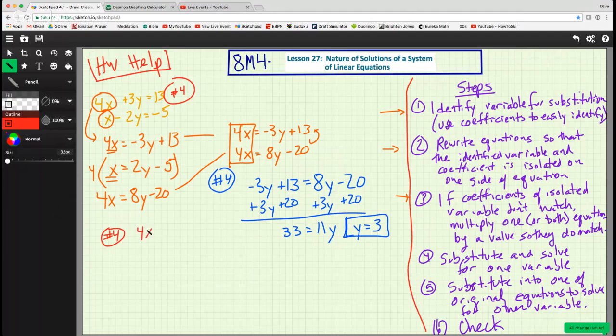So 4x plus 3y equals 13. So 4x plus 3 times 3 equals 13. So 4x plus 9 equals 13. So 4x equals 4. So x equals 1. Sorry, this was step 5. This is my substitute in and solve.